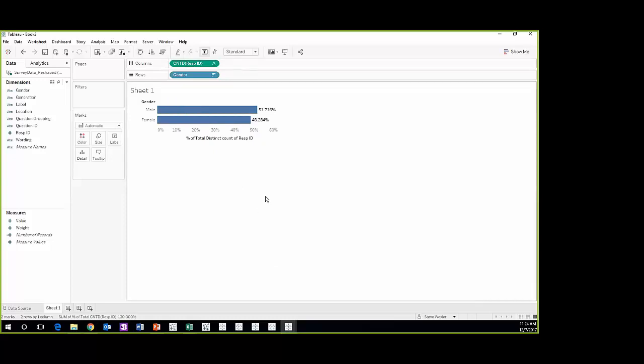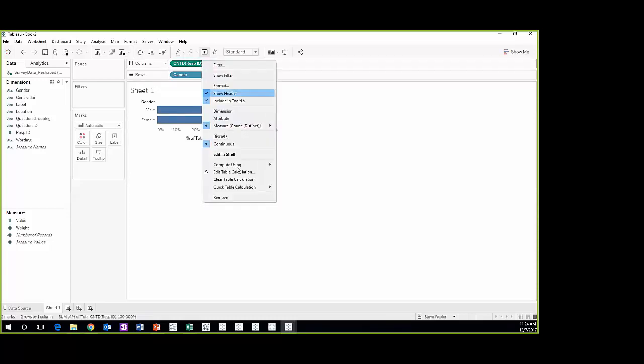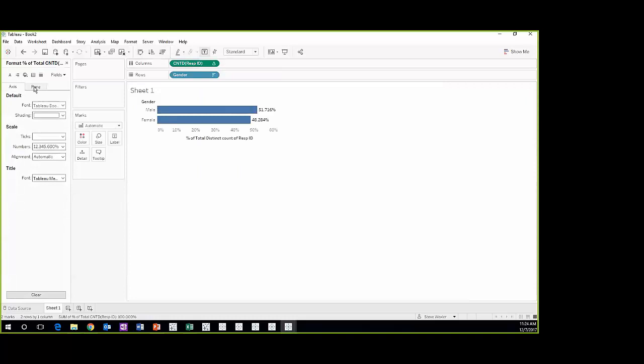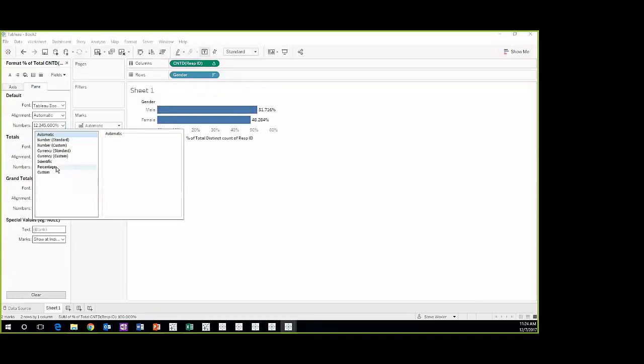I get this ridiculously misleading level of accuracy here, as it's a survey. If anything, we should be discussing how much confidence I can have in this. So let me just format this and go to the pane itself and say percentage, 0 decimal places.